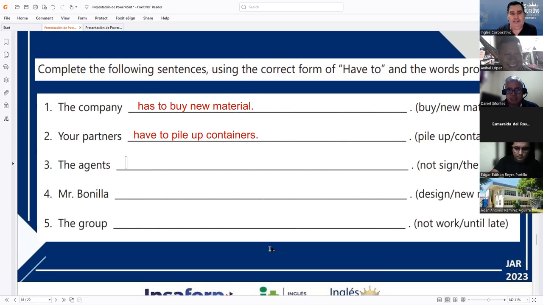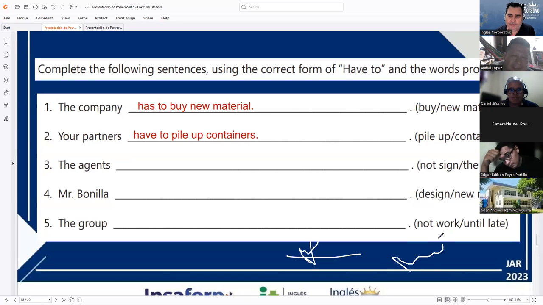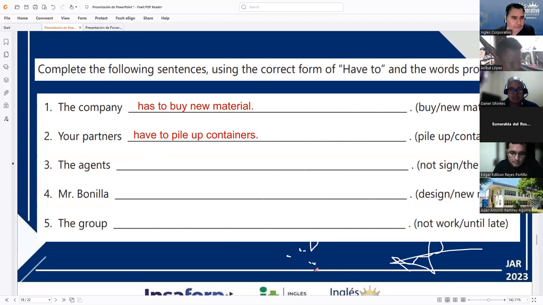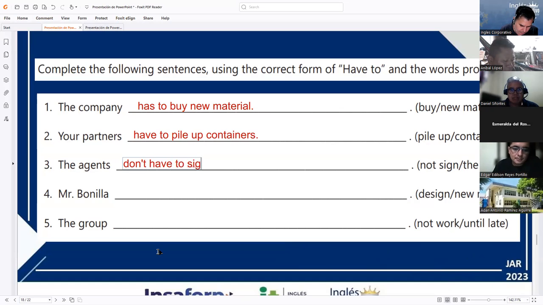Okay. How about the agents? The agents what? Sign. Teacher, what is sign? The signature. Say like this, I have to. Signature. Okay, signature, sign. So the agents don't have to sign. Very good. Don't have to sign the letter. Yes, the agents don't have to sign the letter.